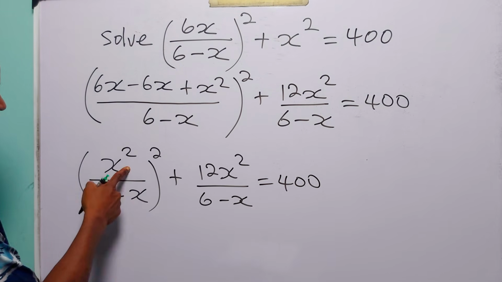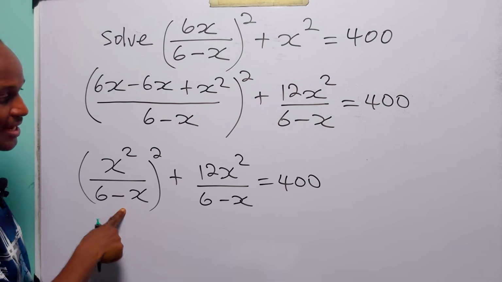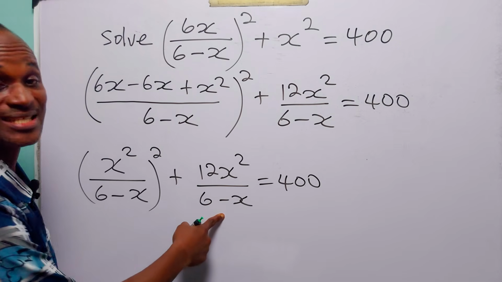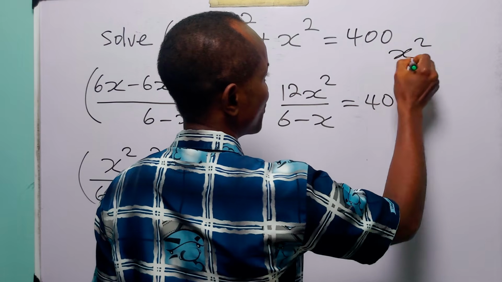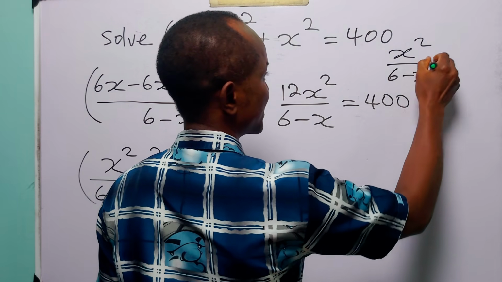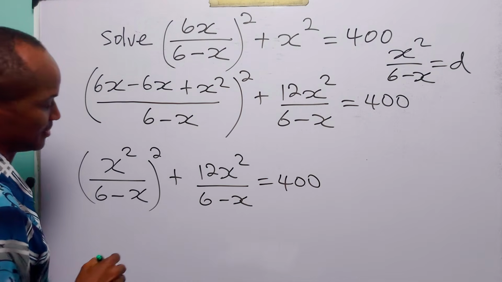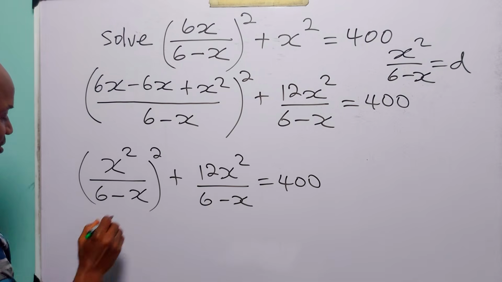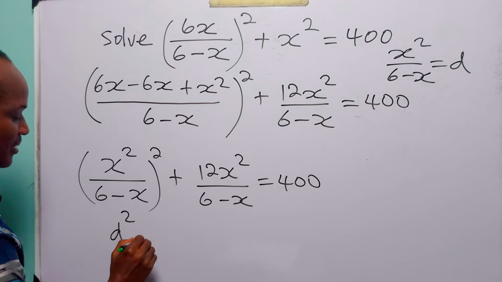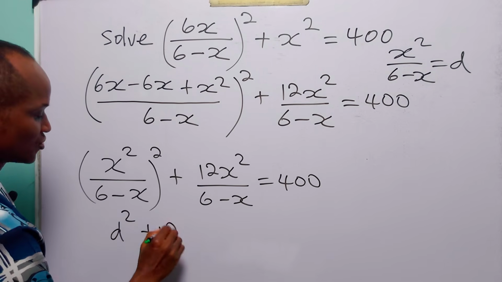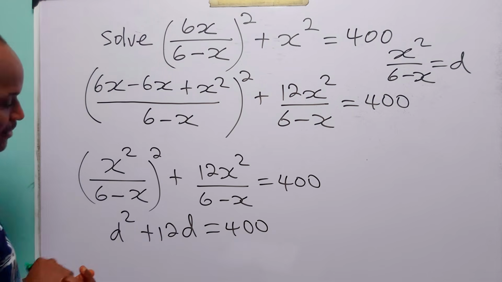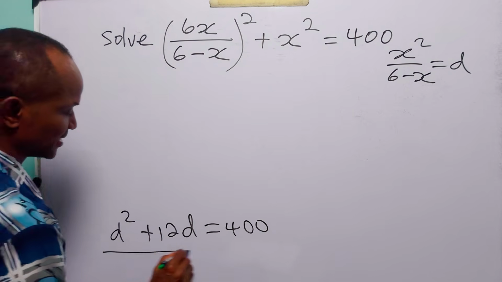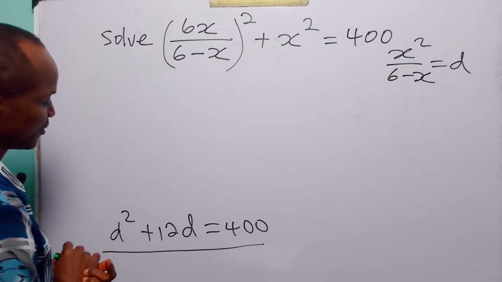Now, notice that here we have x squared over 6 minus x, and here we have x squared over 6 minus x. So, let x squared over 6 minus x be equal to the letter d. Now, we can write this equation as d squared plus 12d is equal to 400. And this is our quadratic equation.